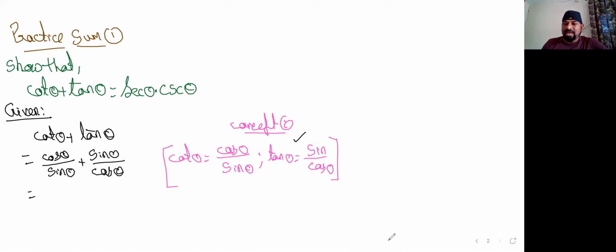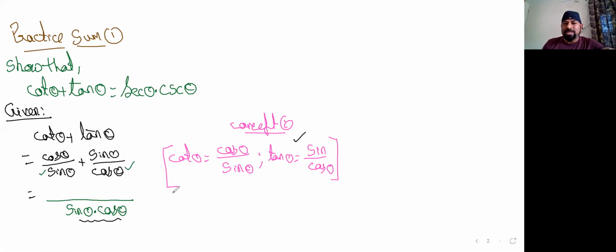Now, after introducing that, the simple concept we have to apply is taking the LCM. The denominator we have here is sin theta, and here the denominator is cos theta. I'm taking both sin theta and cos theta as the denominator. Now let us check how many times sin goes in the denominator here. If you close the sin, whatever is left over will be there.